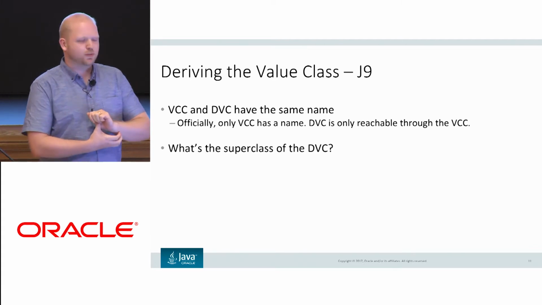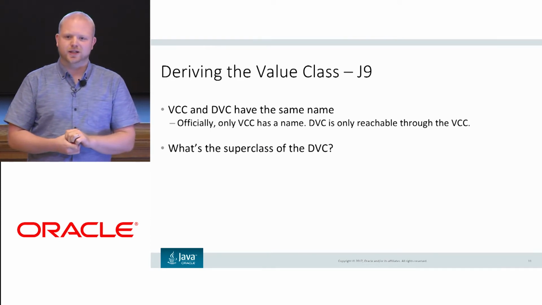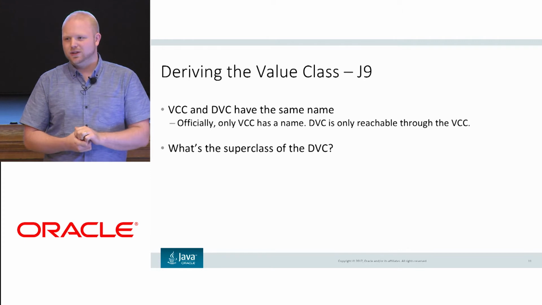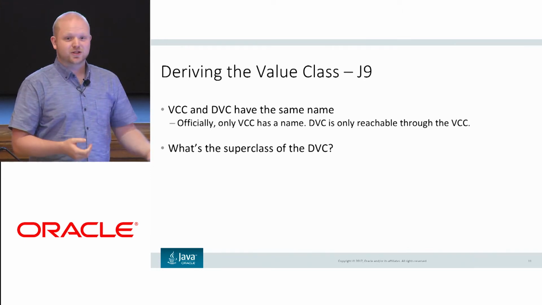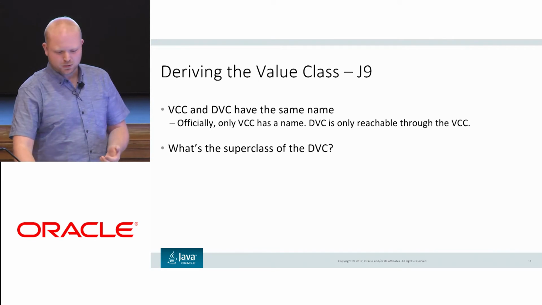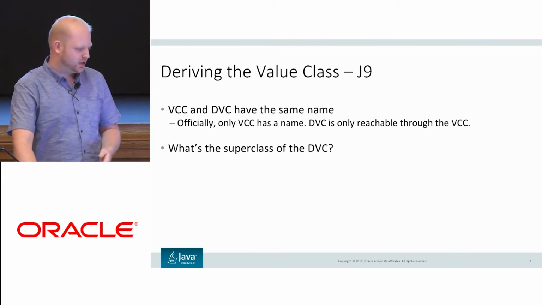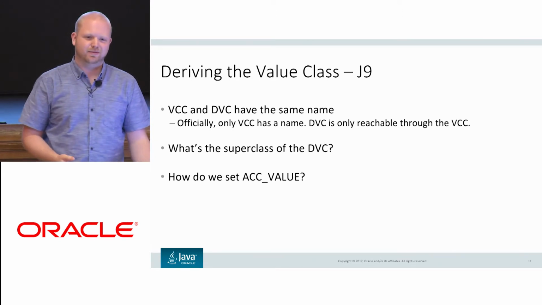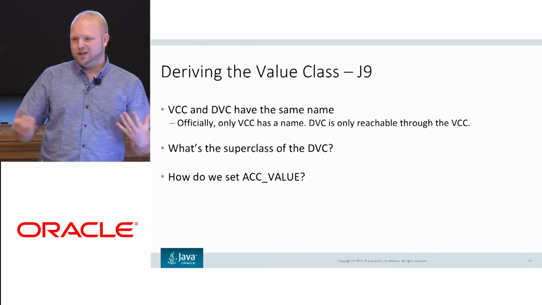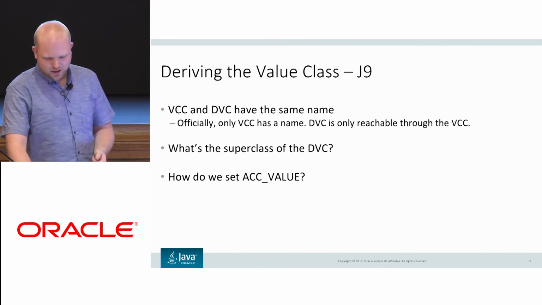Another question is, what's the superclass of a DVC? Well, the ROM class says it's Java lang object. We don't think that's true. Currently, we just say you don't have a super type. Maybe it is object, maybe it is some kind of value super type, but it's a bit of an open question now, but it works currently in J9. Also, for example, we can't set the ACC value flag the way we're supposed to, because it's supposed to be set on the ROM class. Well, we're able to work around it.